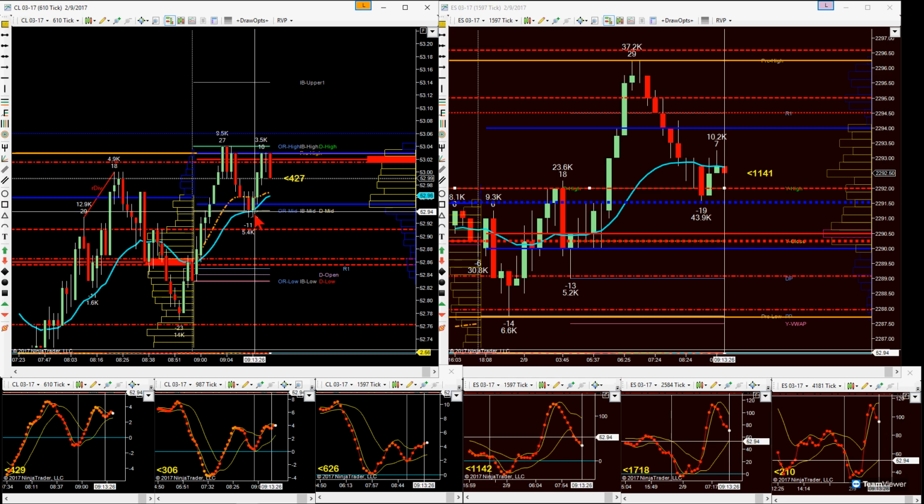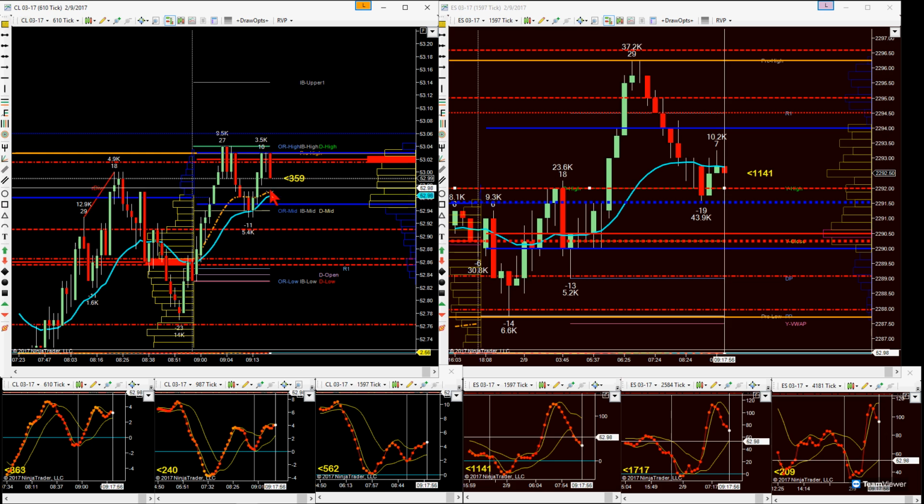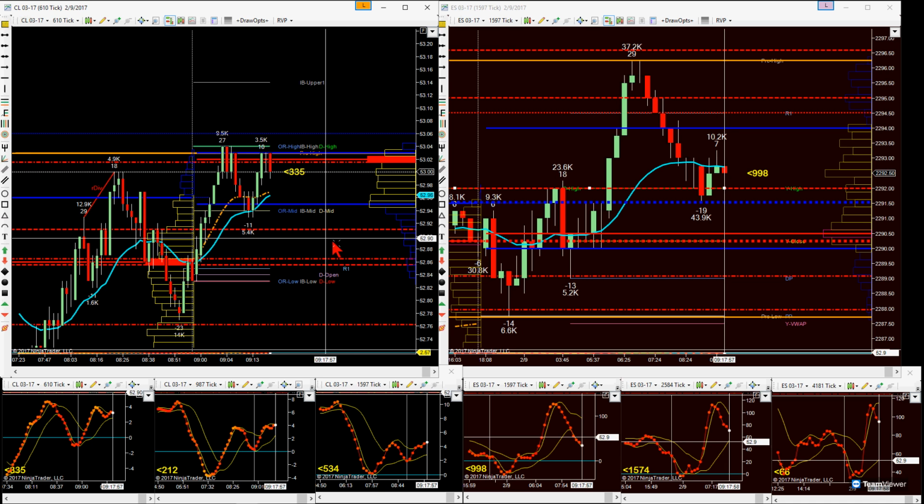Let's see what this is going to try to come to. So we've already seen middle of the day get respected. 21 EMA was respected. VWAP was not so much, but those two, the VWAP and the 21 EMA, are starting to converge now.